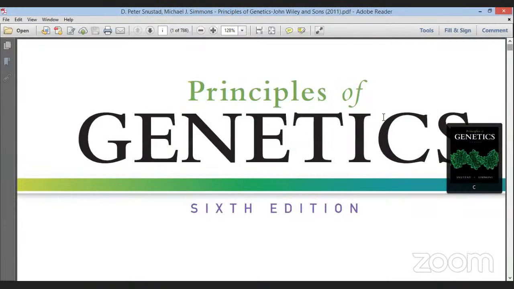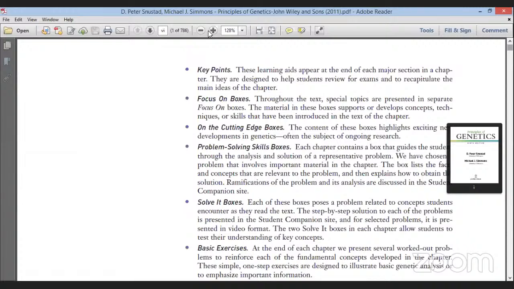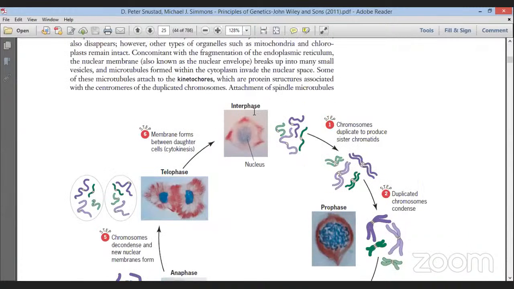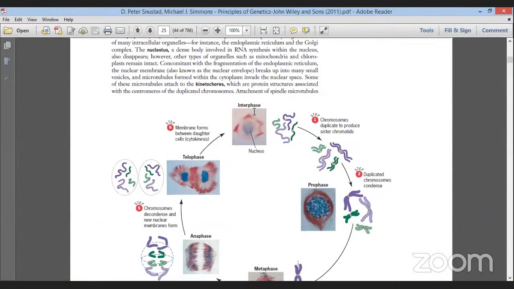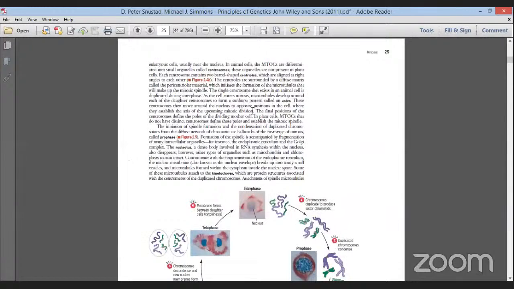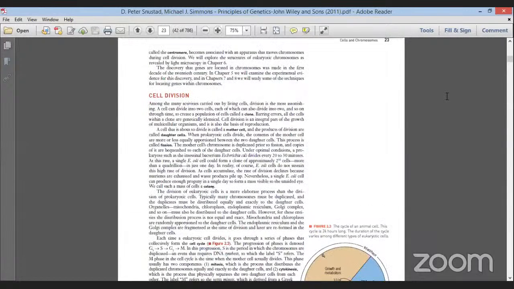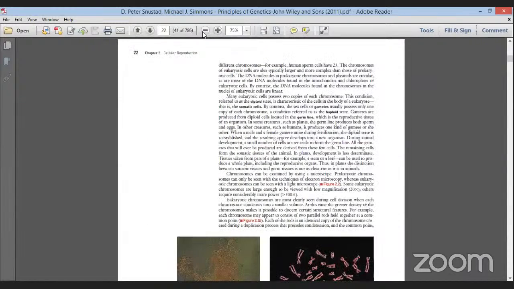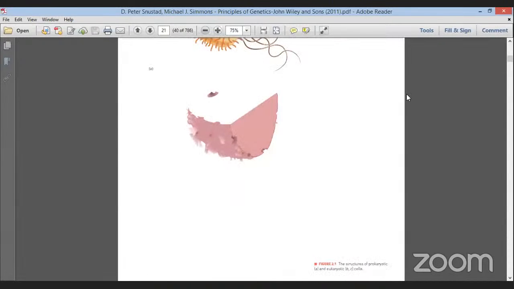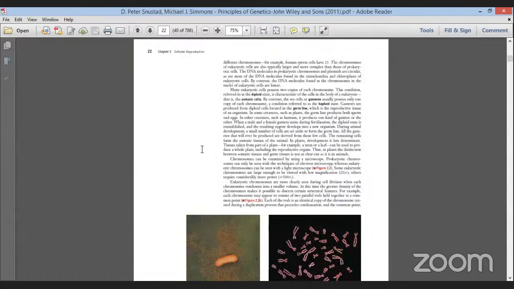Let's say this is the particular chapter. This book is the Simmons and Snustad book I mentioned to you. Because I can't show you the physical book, I took this soft copy. Okay, so what you need to do is just scroll through the book and scroll through the particular chapter.